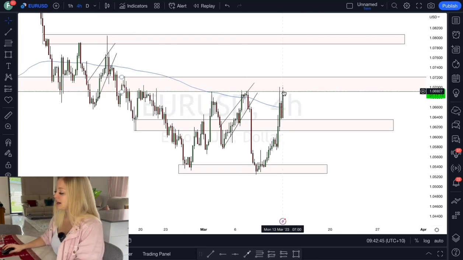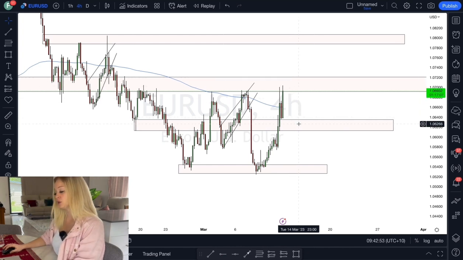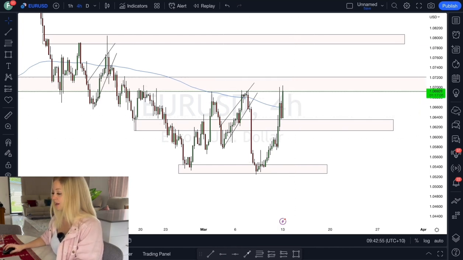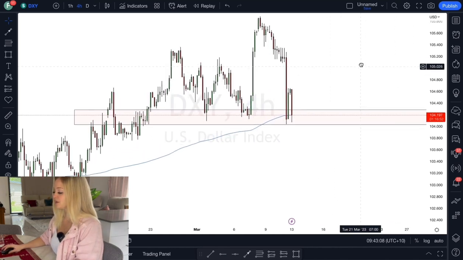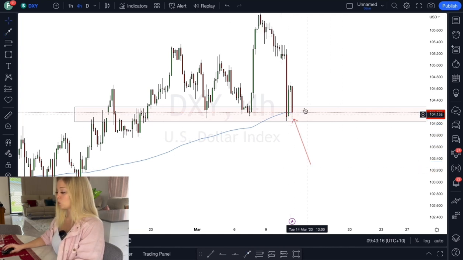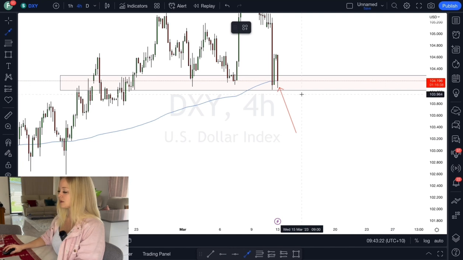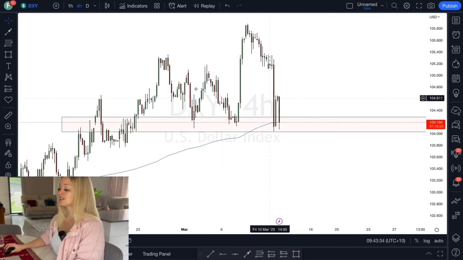It all depends on this area where it is right now. We need to wait for the break above or the break and close below. Much the same with the dollar. On the 4-hour time frame, will we break below this area of structure? The EMA is sitting nicely on top. Lots of confluences. Will we break below, confirming that bearish move to the downside, or will we continue to reject, moving back to the upside?